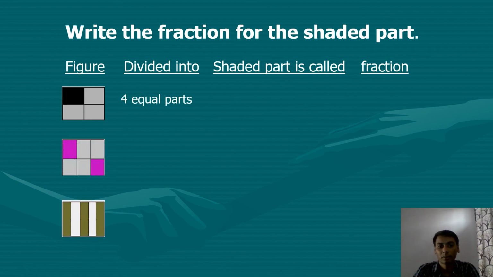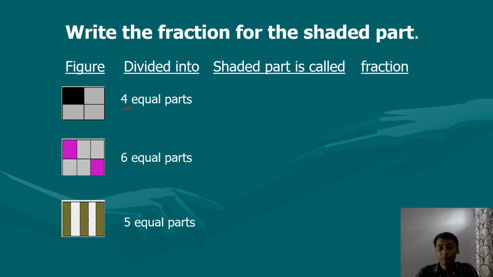Here are some pictures. These pictures are divided into some equal parts. The first is divided into four equal parts, and out of four equal parts, one part is shaded. The next picture is divided into six equal parts, and out of six equal parts, two parts are shaded. And the next one is divided into five equal parts, and out of five equal parts, three parts are shaded. So we have to write the fraction for each picture.